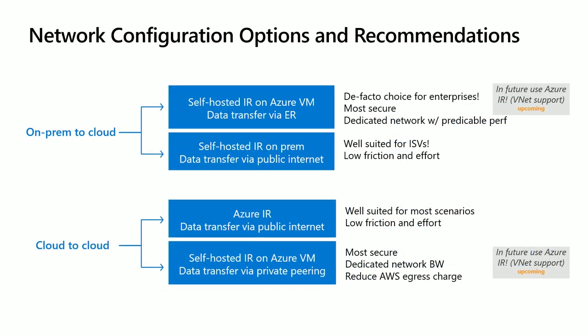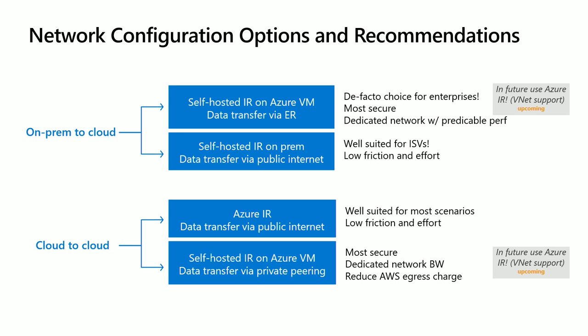So with different options, topologies, and scenarios, this is a summary slide. For different cases, for example, on-prem to cloud, the suggested way is you have an ExpressRoute, which is a dedicated channel. It's more secure with predictable performance. In that topology, you provision the self-hosted IR in the cloud. Or if you go with public network for now, you can put that component on-prem.